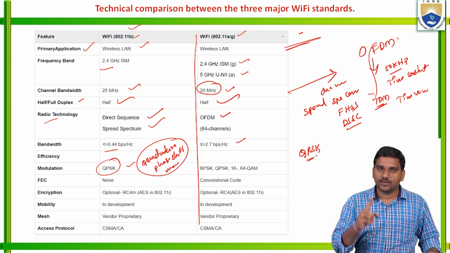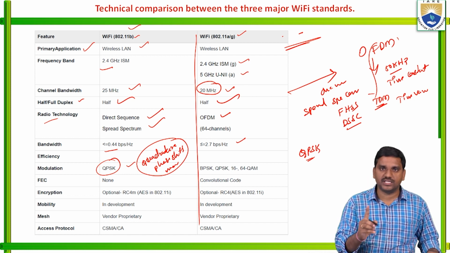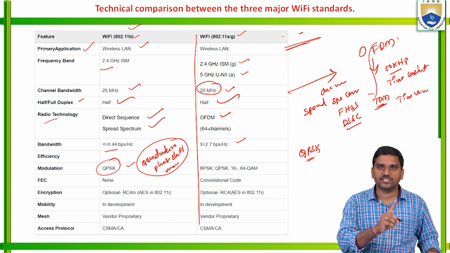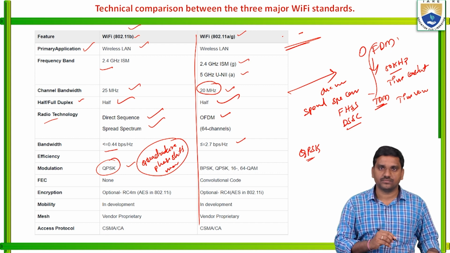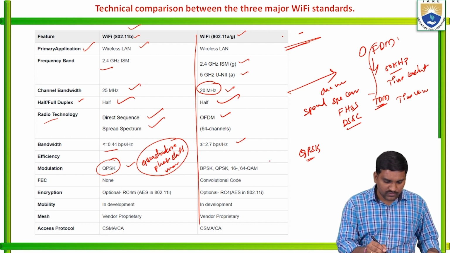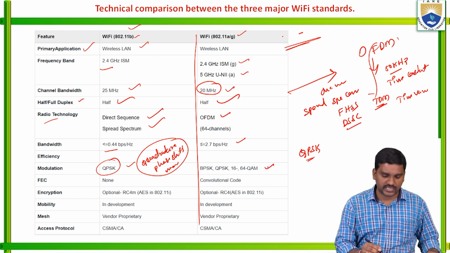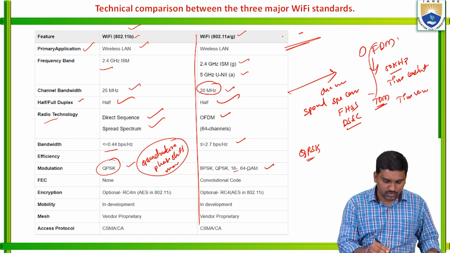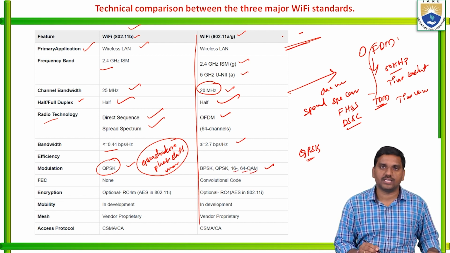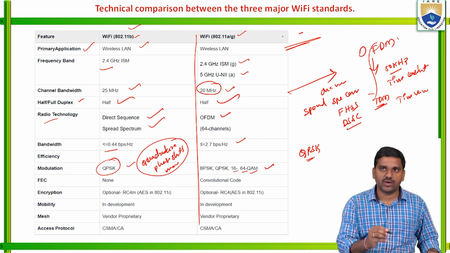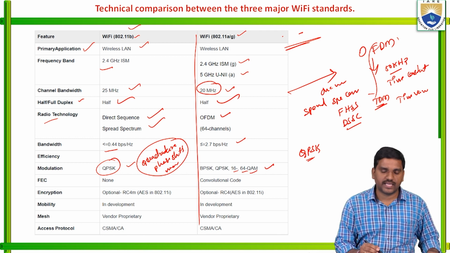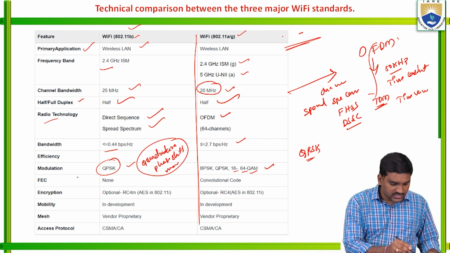This is one of the modulation and demodulation techniques. So currently communication devices follow the modulation technique that is quadrature phase shift keying. Very important one. It follows BPSK, binary phase shift keying, QPSK and 64 quadrature amplitude modulation. It is employed by 802.11 A and G. FEC is nothing but none.